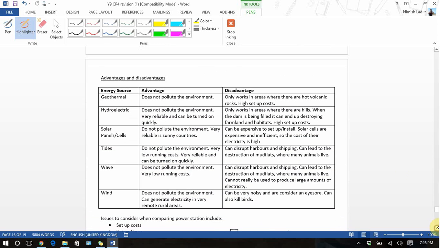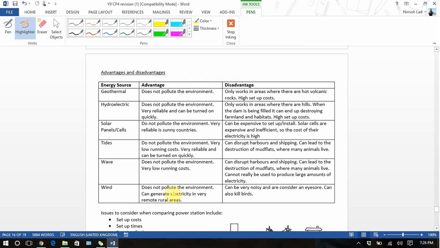So you need to know the advantages and disadvantages of all of them. So I've written does not pollute here. What I mean by that is it does not create CO2 or SO2. You need to say that. It does not produce greenhouse gases. However, when you're making these, that does produce greenhouse gases.